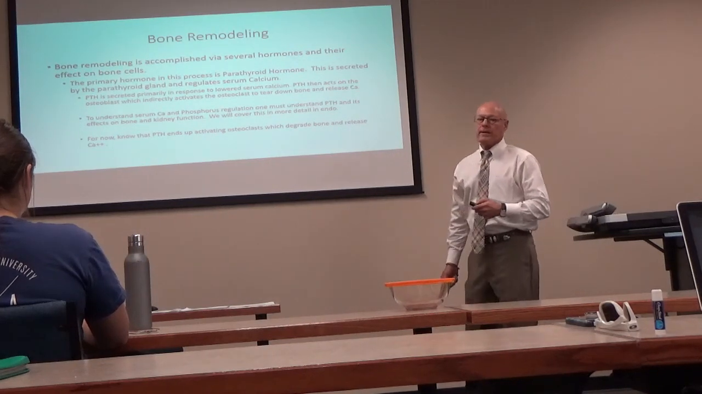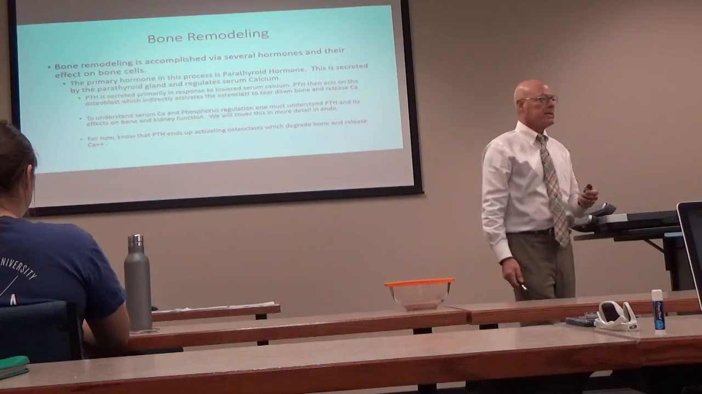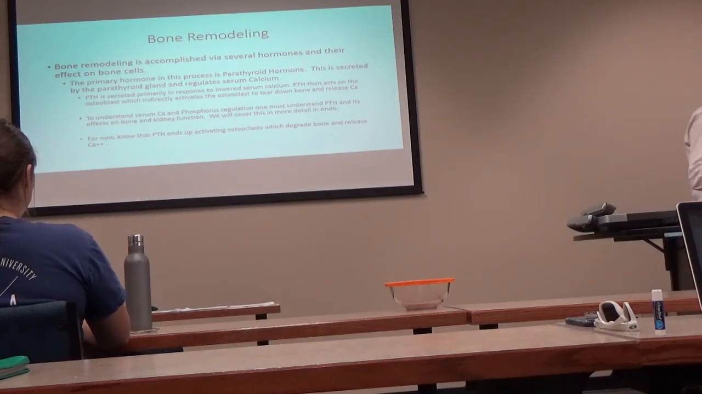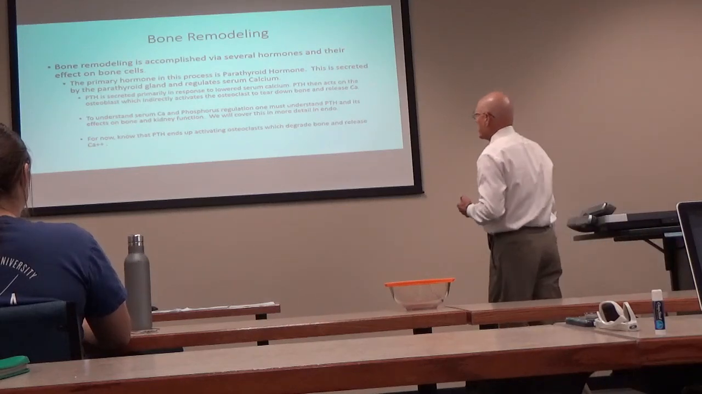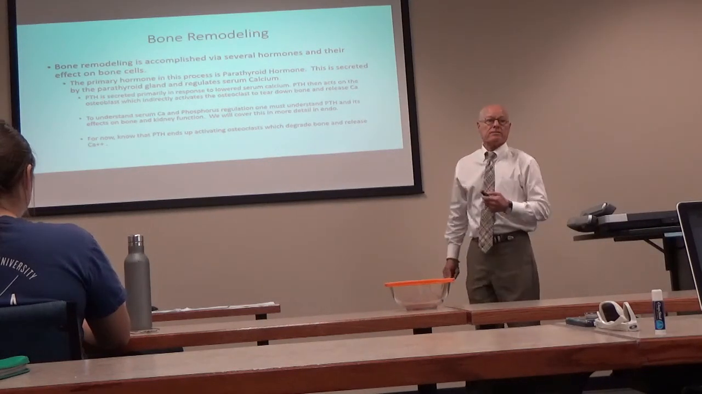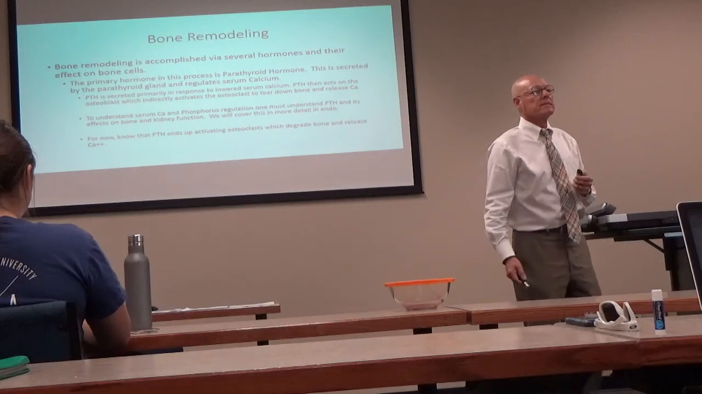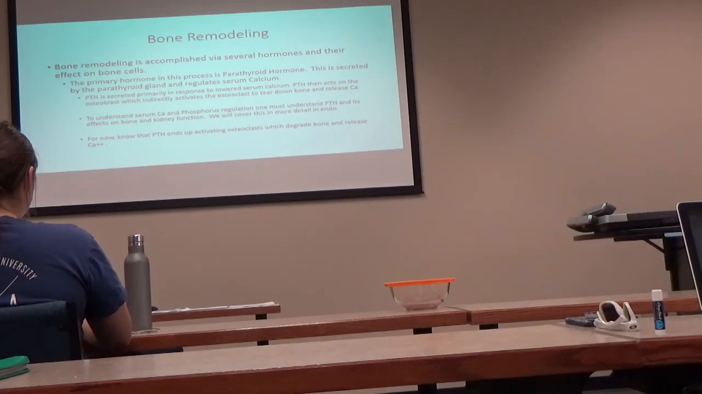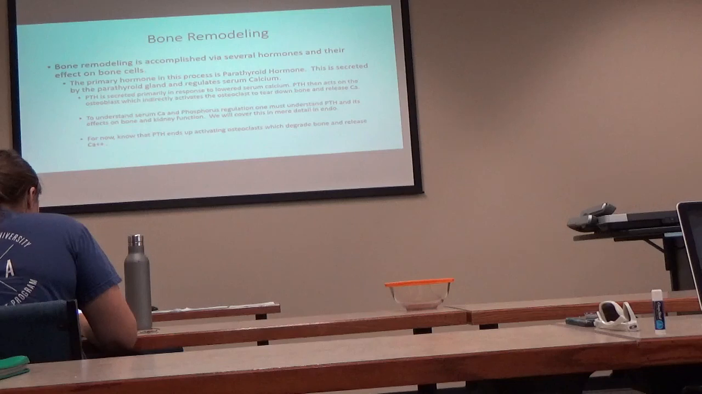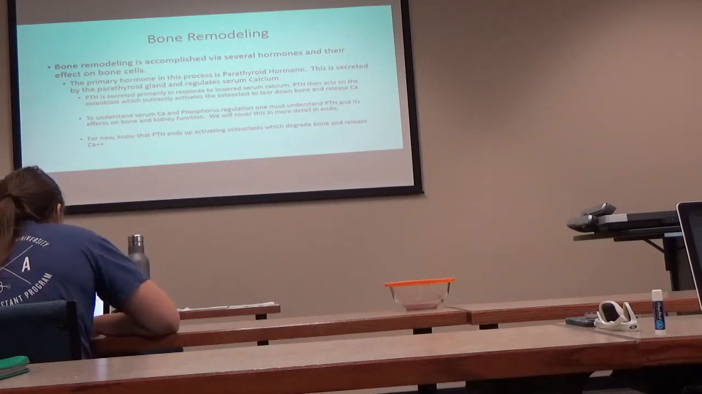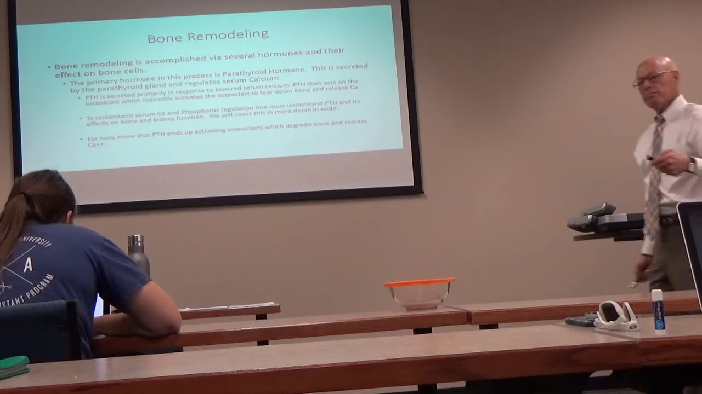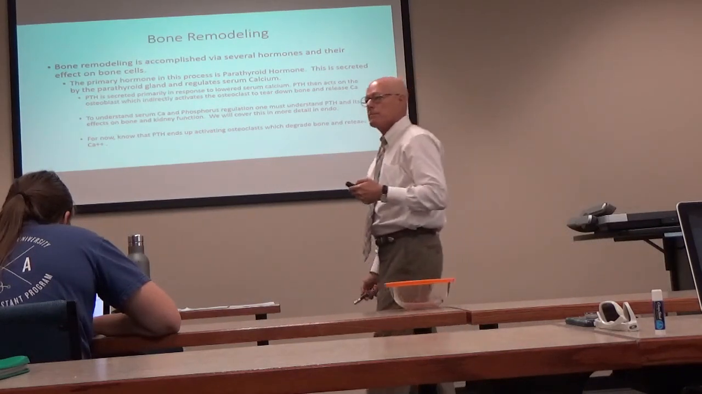They also are related to the kidney in a lot of ways. And we'll talk about vitamin D metabolism in the next module. For now, just know that PTH ends up activating osteoclasts, which degrade bone and release calcium. That's really the overarching thing that PTH does. Calcium gets low, PTH goes up. PTH goes to the bone, turns on the osteoclasts, they break down bone, serum calcium goes up. Okay?